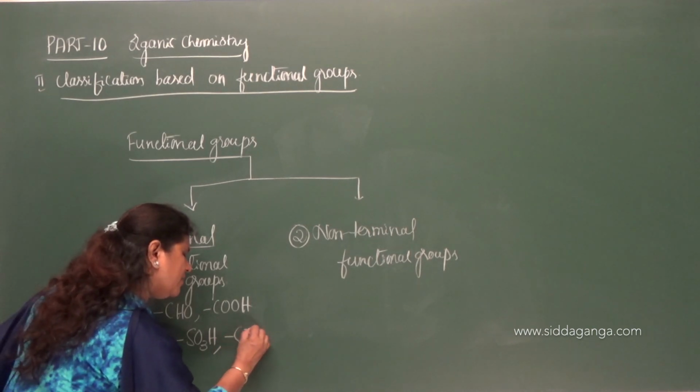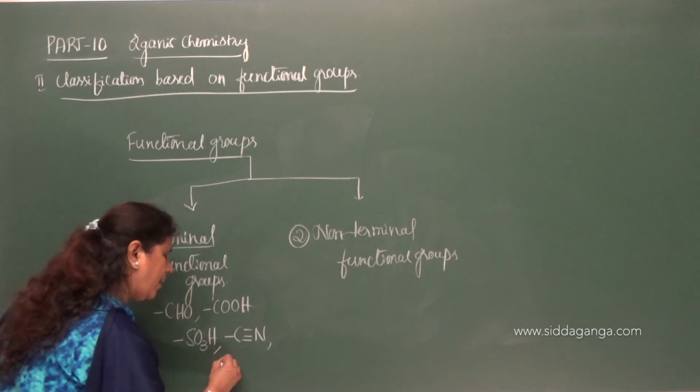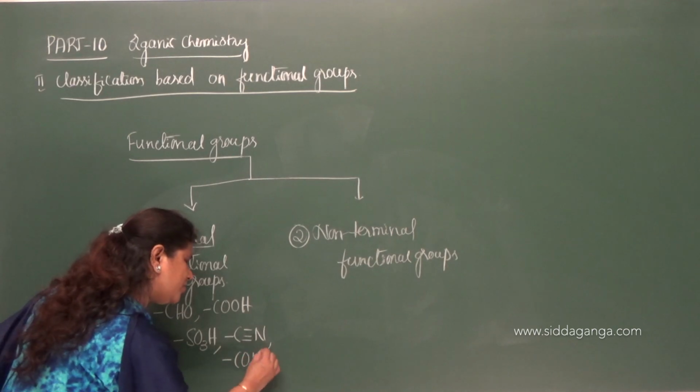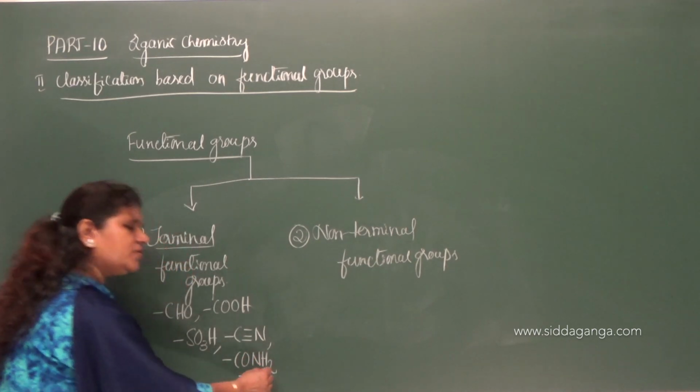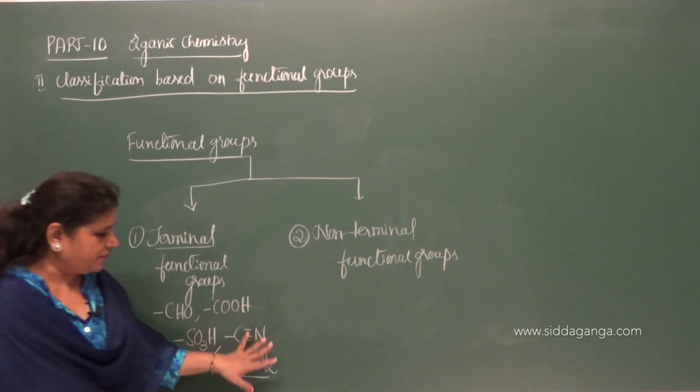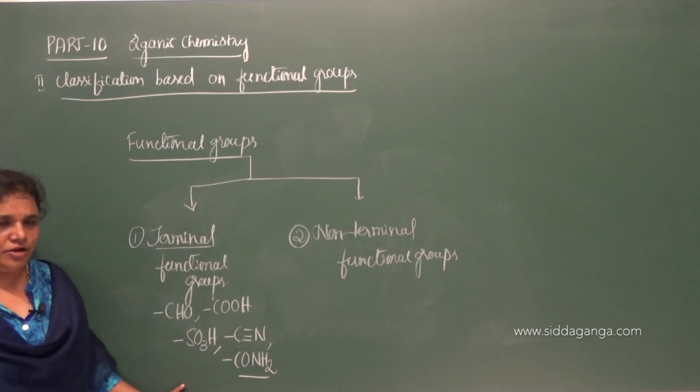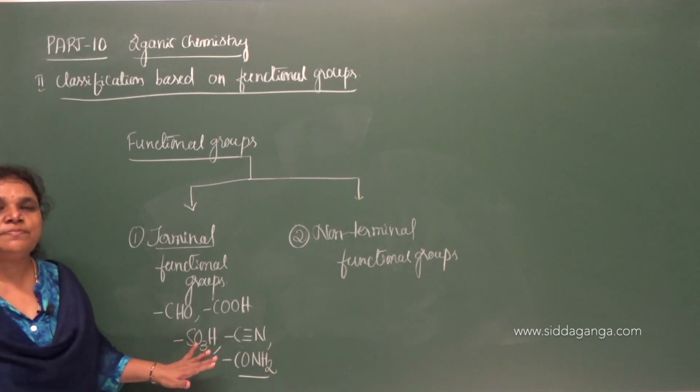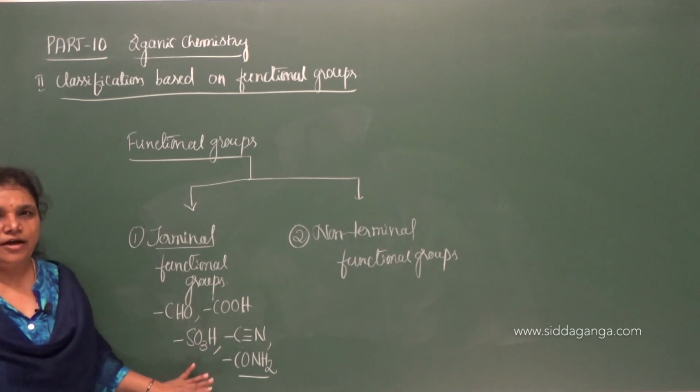One more you can give is the cyanide group, and CONH2, amide group. So these are the examples for terminal functional groups. These groups are always present at the end of the carbon chain.